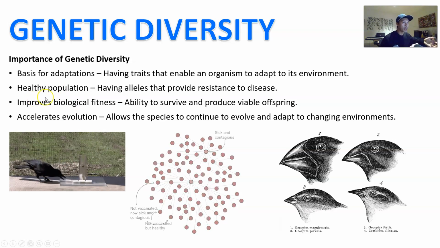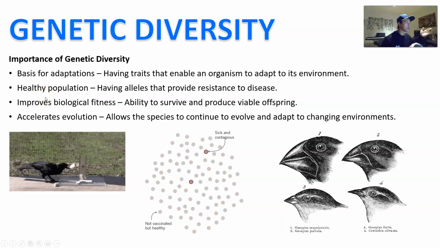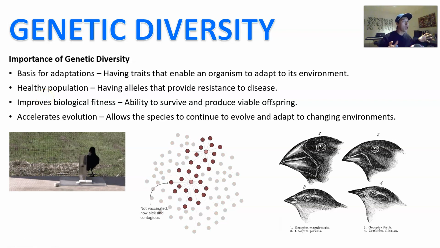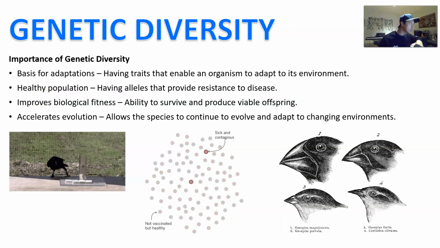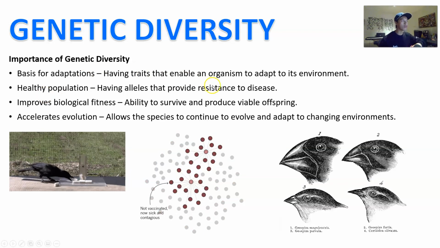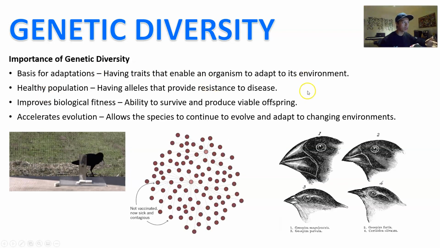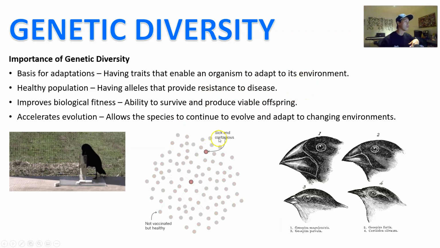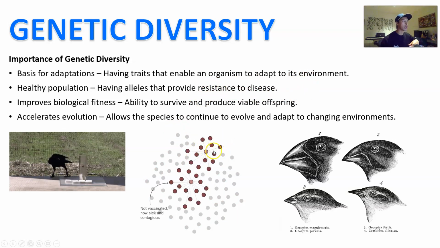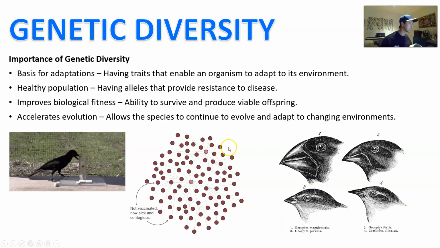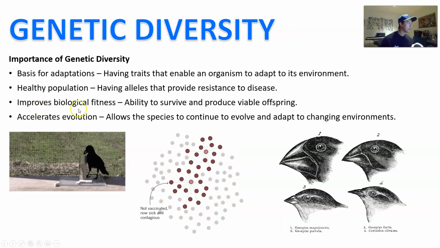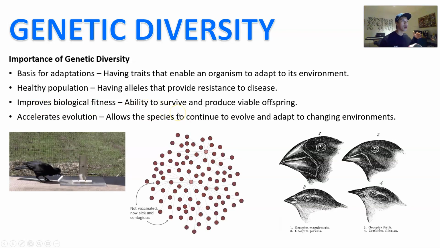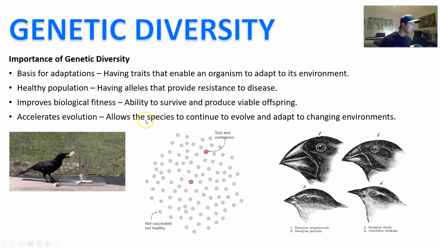Having that variety means the population can be healthy by being resistant to diseases. If you are a monoculture, often the disease can be quite rampant amongst the population. But if you have individuals that are resistant, then that can slow the spread and they can pass on those genes and help the population survive better. That in turn will improve biological fitness, referring to the ability to survive and produce viable offspring.